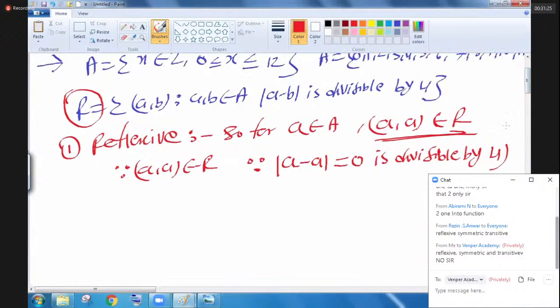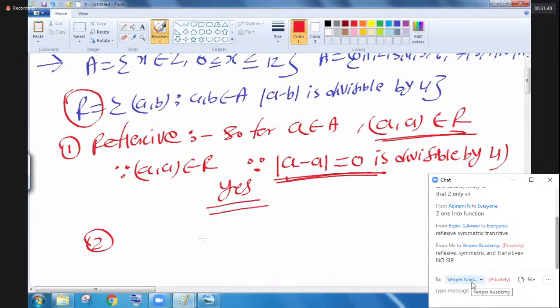0 is divisible by any number. Of course it is, without any doubt. So it will be reflexive. Yes, it will be reflexive. Verified. Why verified? If you write this line, it is enough. Second thing, in the relation set, if you write, you will find 2, 2, 3, 3, 4, 4. All those relations will be divisible by 4. So they will be part of the relation. So your relation automatically becomes reflexive.